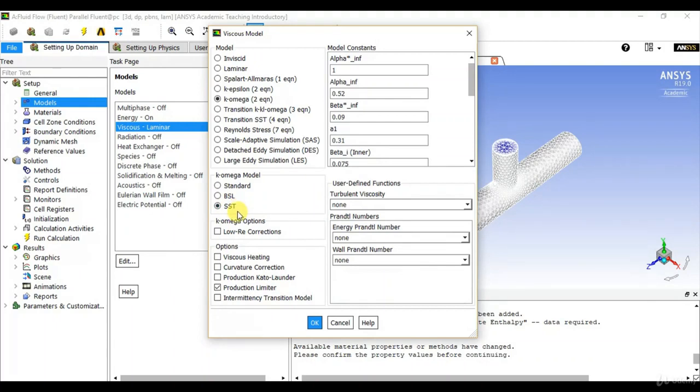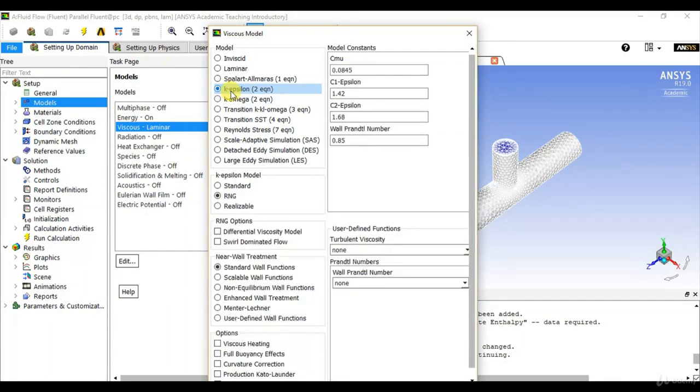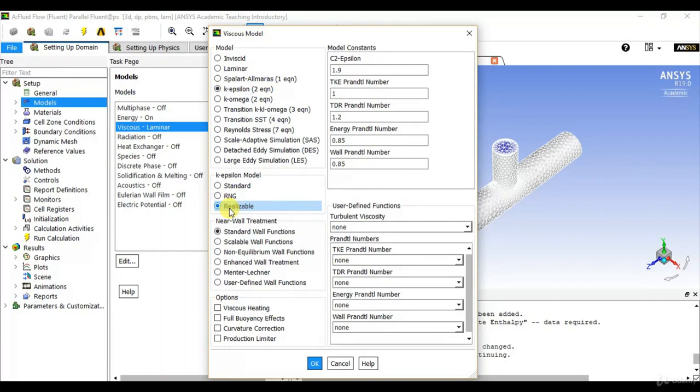SST model is generally applied in aeronautic areas like airfoil application or airspace application. Some claim that performance of SST k-omega is not very different from the realizable k-epsilon. The choice between the two will typically be made based on user preference.